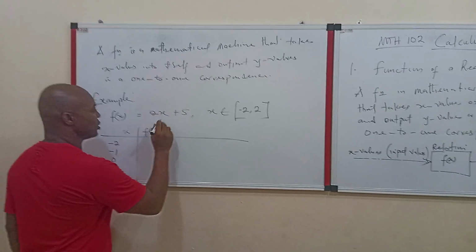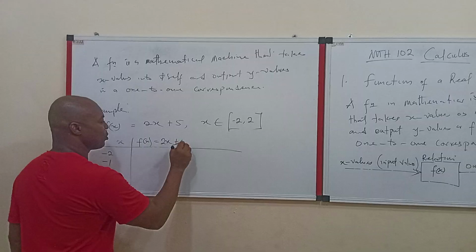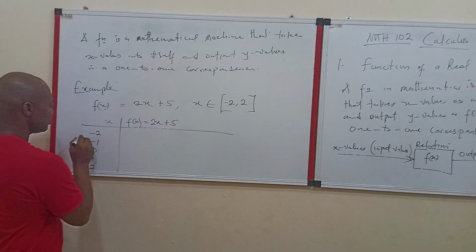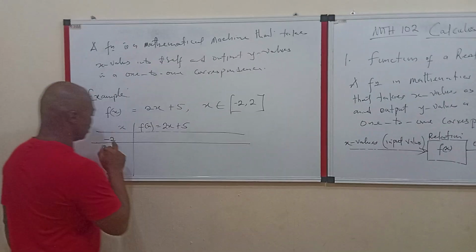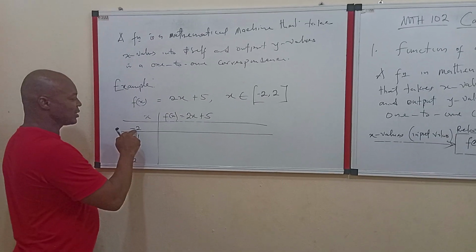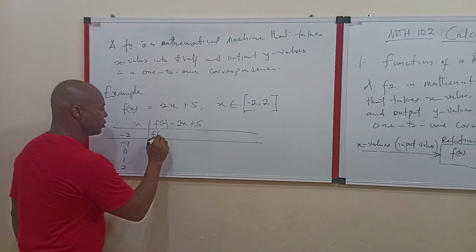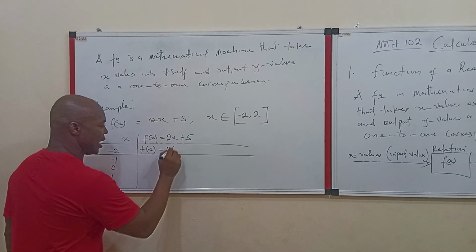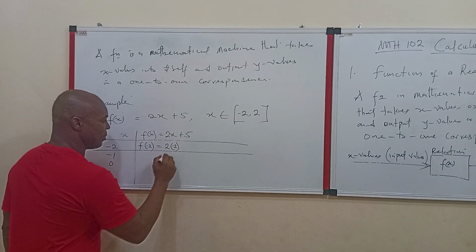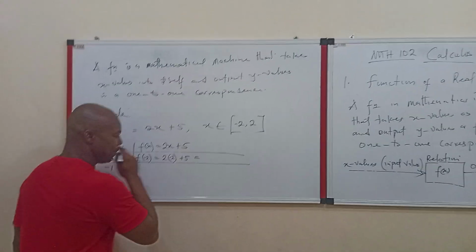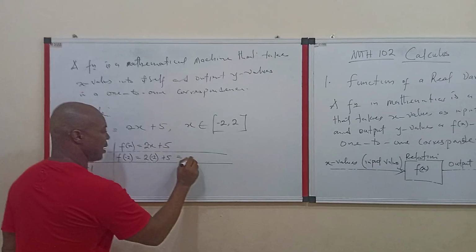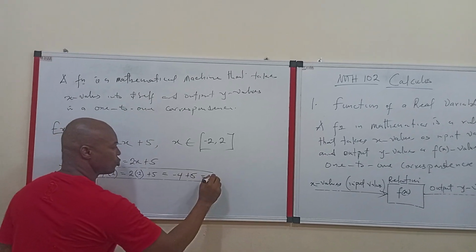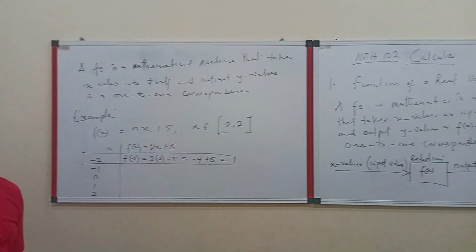We have a function, we say, is 2x plus 5. Now let's see, these are x values. When x takes 2, what happens? When x takes -2, what happens? You have 2 here, and x is taking -2, plus 5, meaning that this will give you -4 plus 5, which is equal to 1. It will be equal to 1.